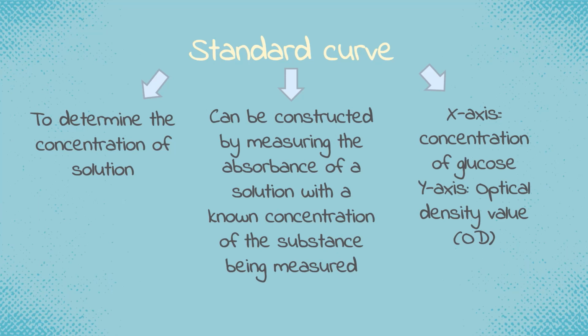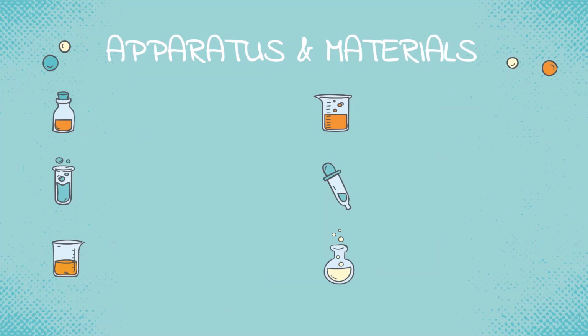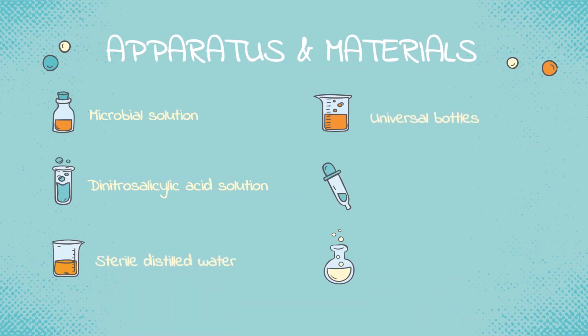So that's all from me. I will pass to Chu Tian to continue talking about how to conduct the experiment. Thank you, Hui Ning. Now I will continue the presentation on apparatus and materials. For the first one, microbial solution, which is an overnight culture. And second, dinitrosalicylic acid solution, sterile distilled water, universal bottles, glass pipette and pipetter. And the last one, D-glucose solution with concentration 1 mg/ml.